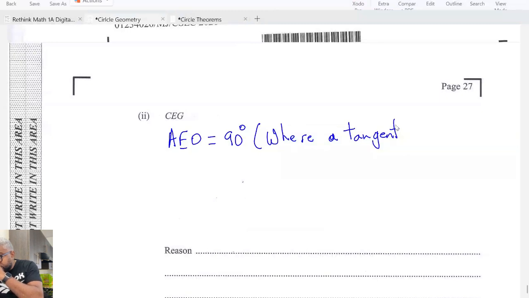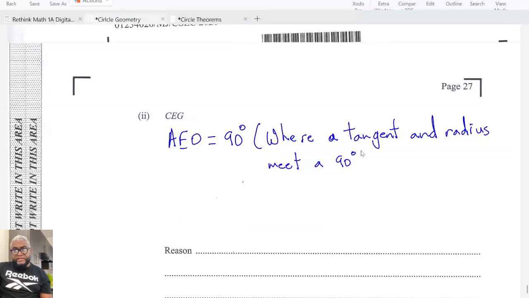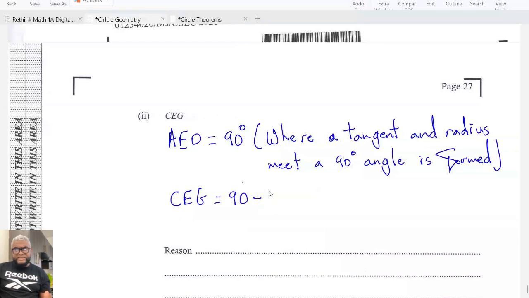Where a tangent and radius meet, a 90-degree angle is formed. Right? That's the first law. And then CEG would simply be equal to 90 minus, who can remember what the angle was? 68. And what you get when you minus it? 22 degrees. So there's no law there because we already put the law up here, right?